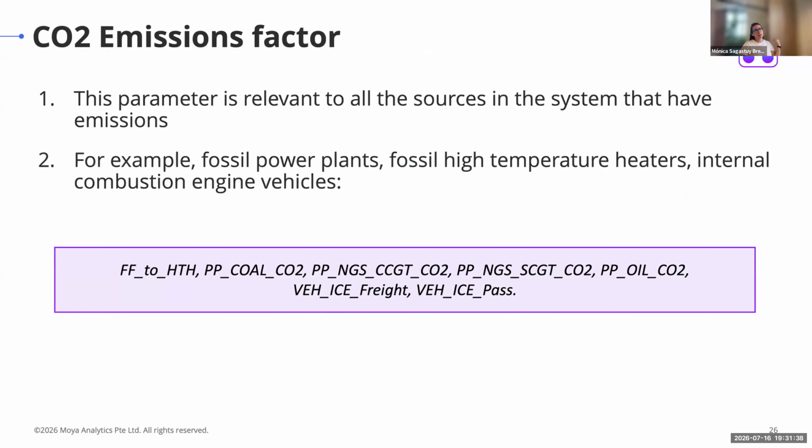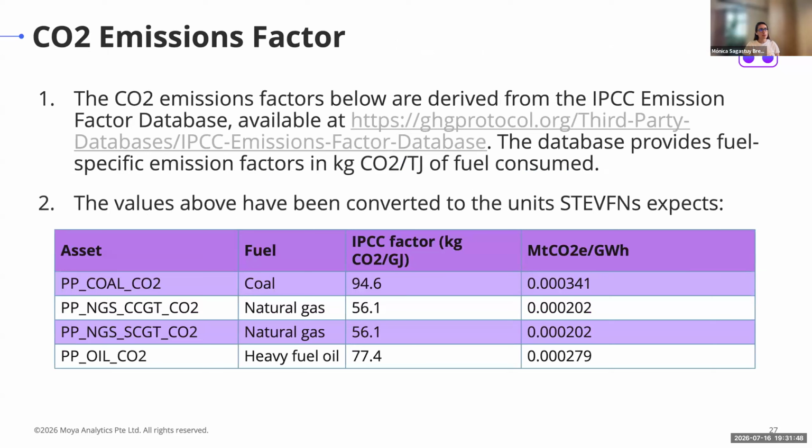Then an example of the CO2 emission factor. Anything that will have emissions will need this to be able to be modeled in Stevens. Some examples are all the power plants, right? So coal, natural gas, or oil, these are going to have emissions. This database is a good source to go for each technology. The values are going to be given in mass of CO2, so kilograms, or it can be megagrams per terajoule of fuel consumed. So that's going to need a conversion.